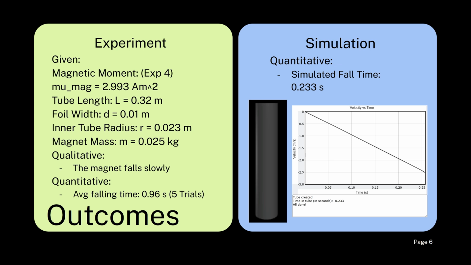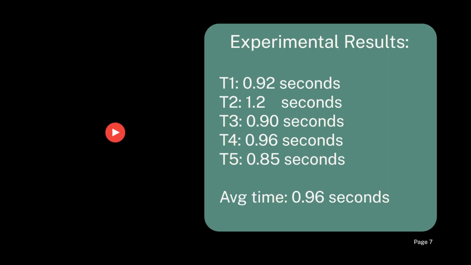Qualitatively, when we did the experiment in real life, we found that the magnet really did fall more slowly, as the magnetic laws predicted. Quantitatively, we found that the average fall time was 0.96 seconds, averaged over 5 trials. However, through the simulation, the simulated fall time was 0.23 seconds. And here you can see that the velocity changes at a constant rate, which we would see through gravity, not through the laws of magnetism of Faraday and Lenz.